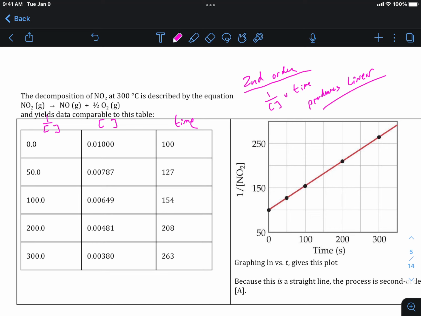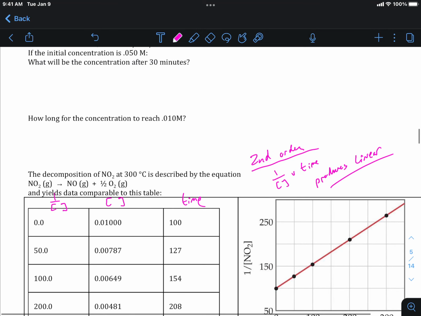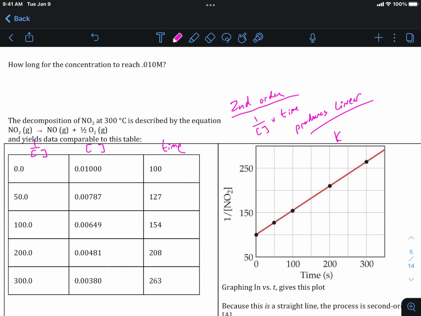So imagine, let's say you have some raw data. And let's say with that raw data, you plot it and it gives you a graph that's not straight. Let's say you take the natural log and it's not straight, but if you take the inverse and it is straight, that is confirmation of second order. And in this situation, k is equal to the slope.